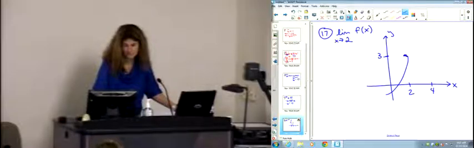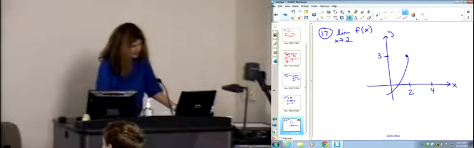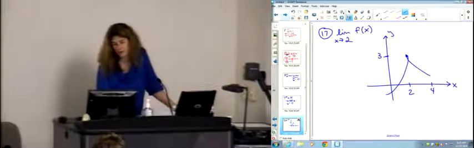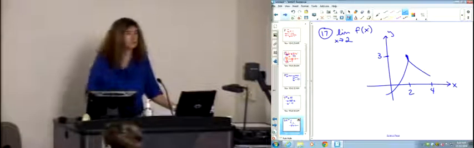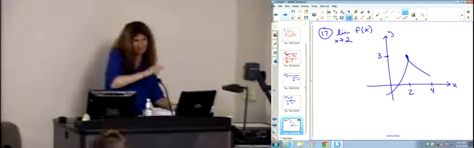Whoops, can't stay with the point there. We'll try. Well, that doesn't actually loop. It just goes up into a point, okay? Like that.